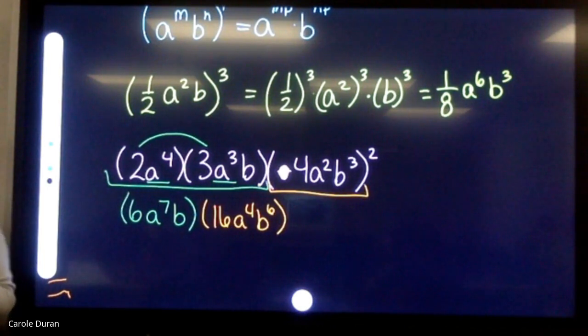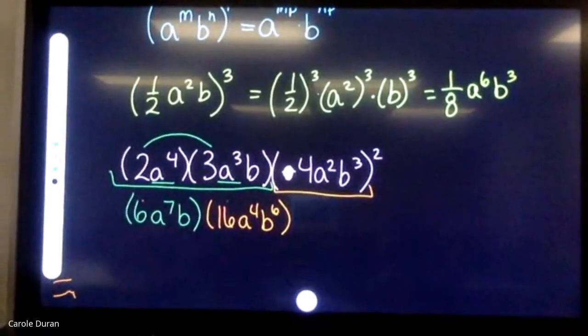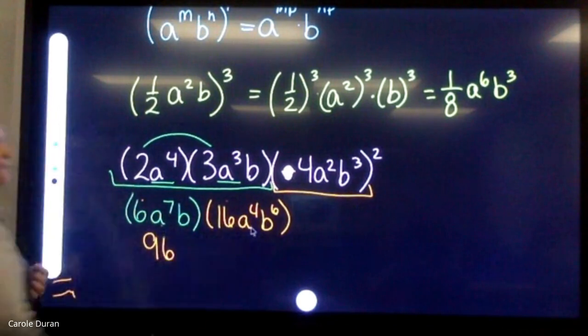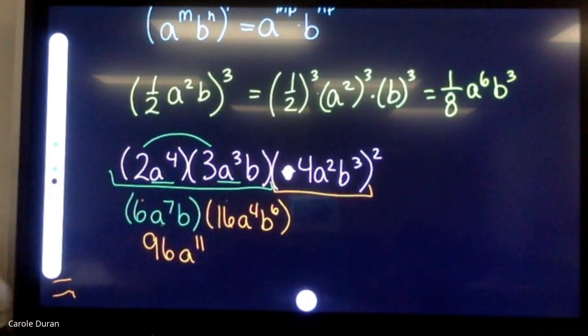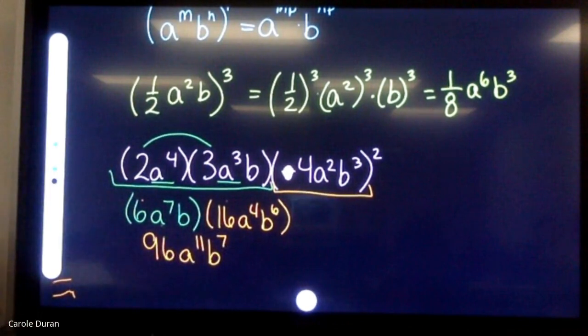I can multiply this together. What is 6 times 16? 96. A7 times A4 becomes A11. And B and B6 become B7, and then we are done. There's no exponent on the B, but it equals 1. We assume if there is no exponent present, that it's a 1 at all times. So that's our answer for that one.